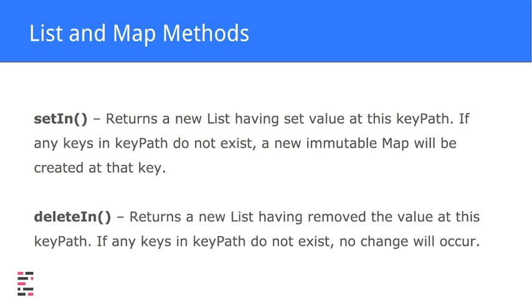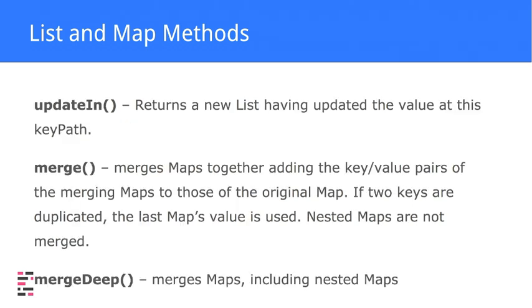If nothing exists at that key path, it's going to create a new object there. And deleteIn will return a new list having removed the value at that key path. If nothing exists at that key path, then no change will occur. With updateIn, you get generally the same idea.